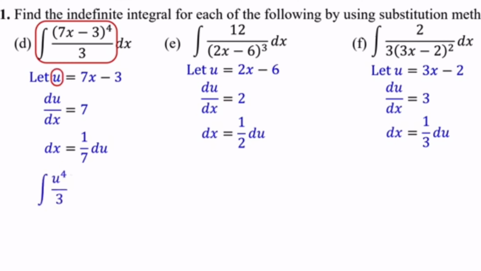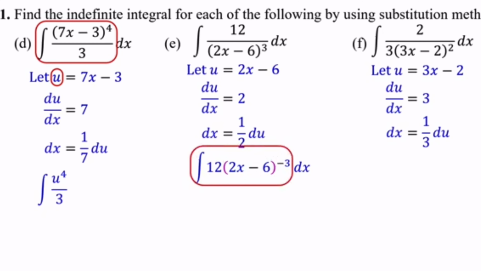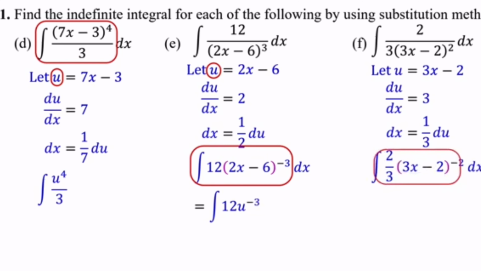So it becomes u to the 4 over 3. All right. So for E, it will be 12, and then u to the negative 3, right? The dx later we will substitute with the 1 over 2 du. So we will write down integrate 12, and then we will substitute u to the negative 3. Okay, for the F it is 2 over 3, and we raise up the 3x minus 2 to become negative 2. So it will become 2 over 3 u to the power of negative 2 dx.